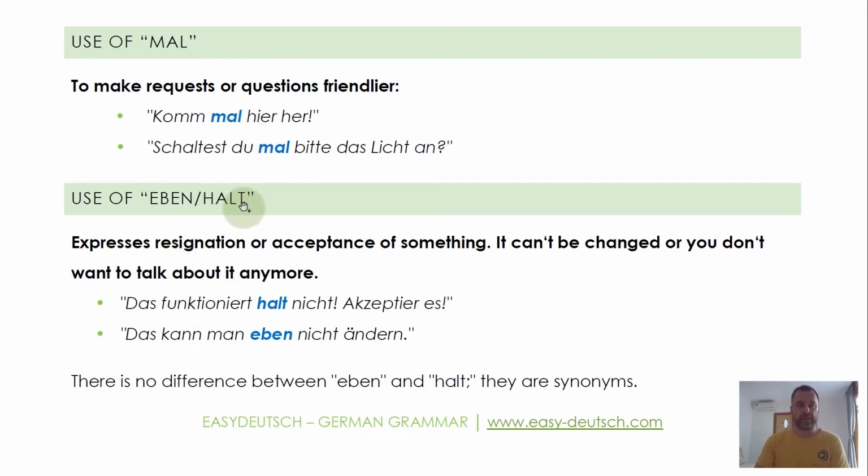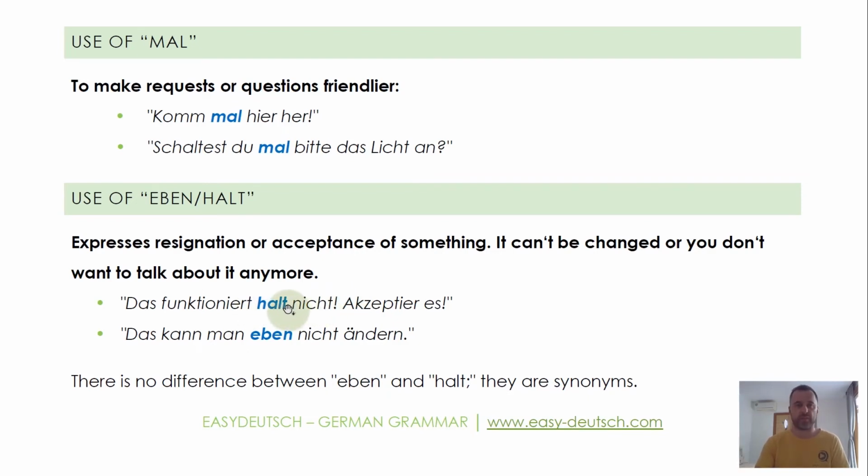I forgot eben and halt. They are exactly the same. They are synonyms and express resignation or acceptance of something. So you can't change it or you don't want to talk about it anymore. So, das funktioniert halt nicht. Akzeptiere es. So that doesn't work. So just accept it. So here we simply show that resignation and tell the other person, hey, just stop.